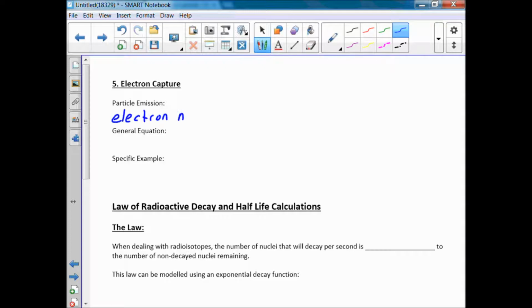So does electron capture only happen with metal? Yes, mostly for metal, because think about it: we have to have free-floating electrons, and the only place that we have free-floating electrons is in conductors. So this is the general equation.